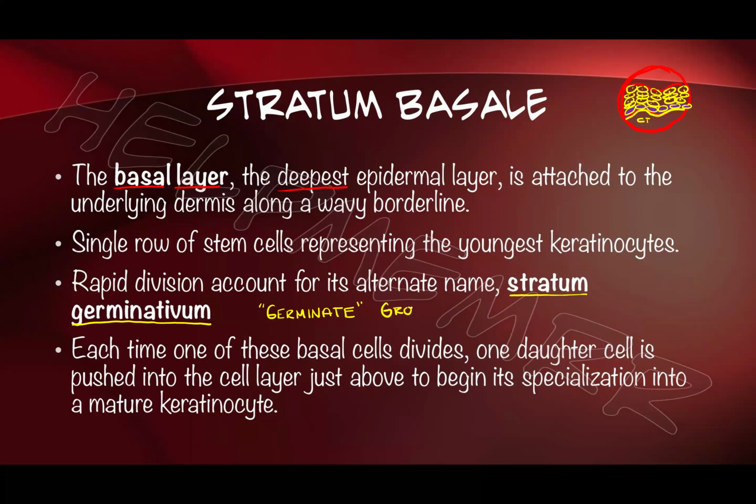So this particular layer is also known as the stratum germinativum, because if you think germinate, it means to grow. So this is the growing layer. This is going to be where the new keratinocyte gets pushed up. Well, I guess it gets laid down, and then all the old ones get pushed up and pushed away. So the stratum basale, this layer right on the bottom before you get to the connective tissue.